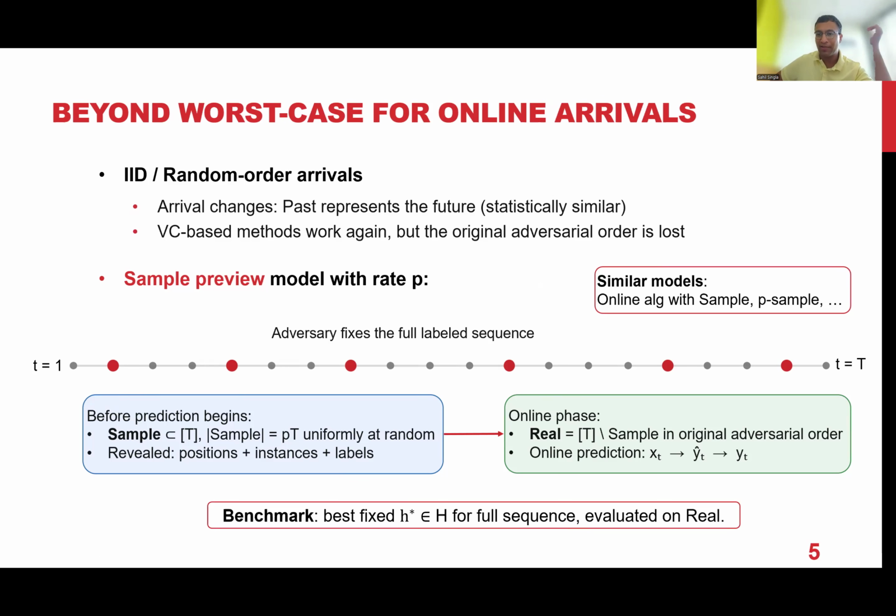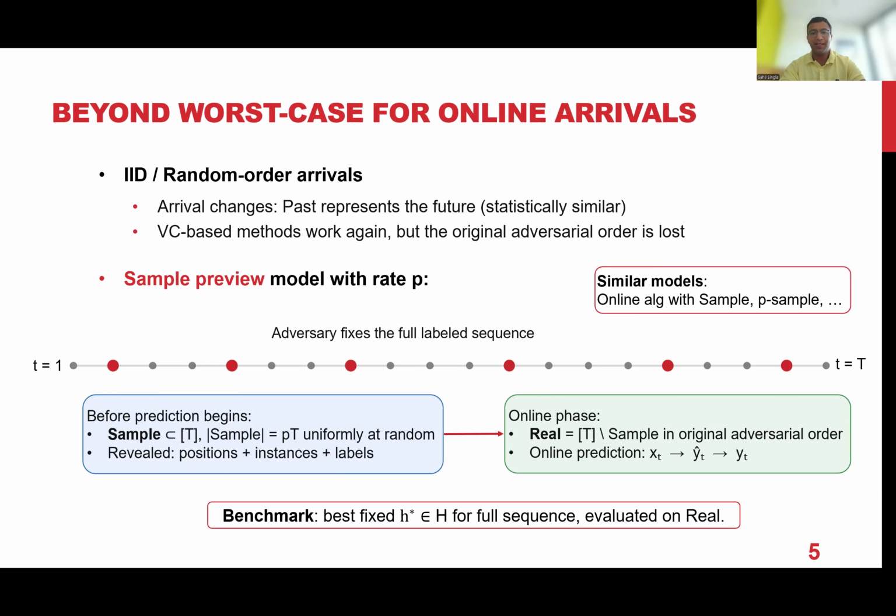XT is revealed, you predict some YT hat, and then you reveal YT. The question is again, okay, how can I now use this small preview? This is what we're calling preview, the 1% sample that's revealed to you upfront. And the goal is to minimize my regret.